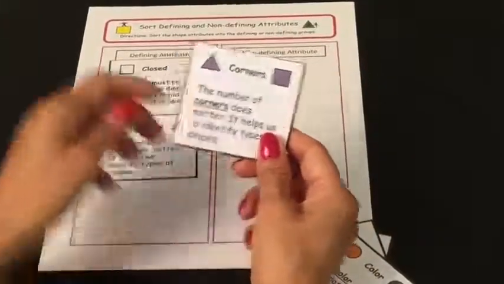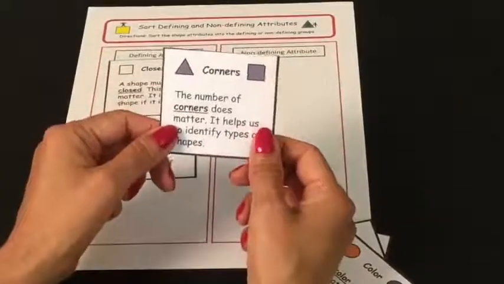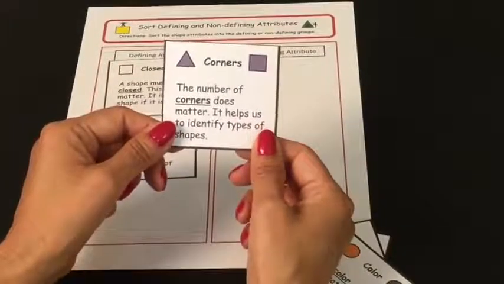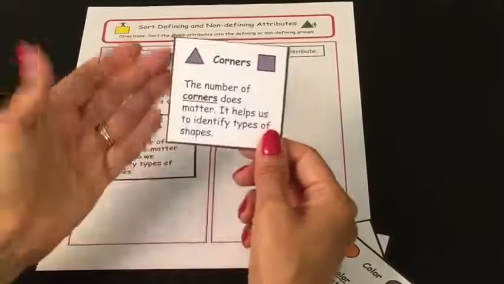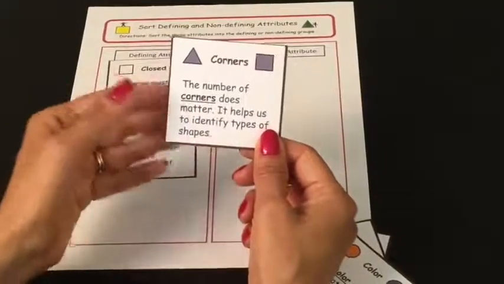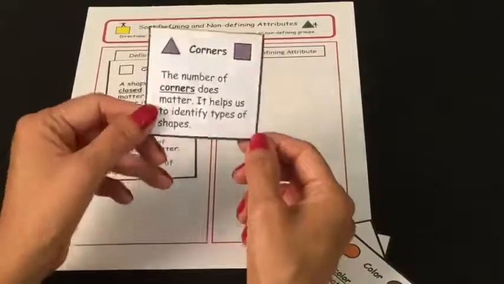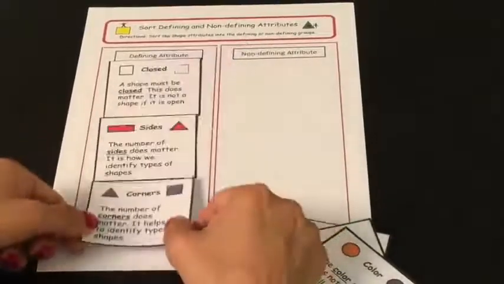And the next defining attribute is the number of corners. Like the number of sides, it matters. In order to decide whether or not it's a shape, it depends on the number of corners. Again, the number of corners helps us tell whether it's a triangle or a square or a rectangle. So corners is another defining attribute.